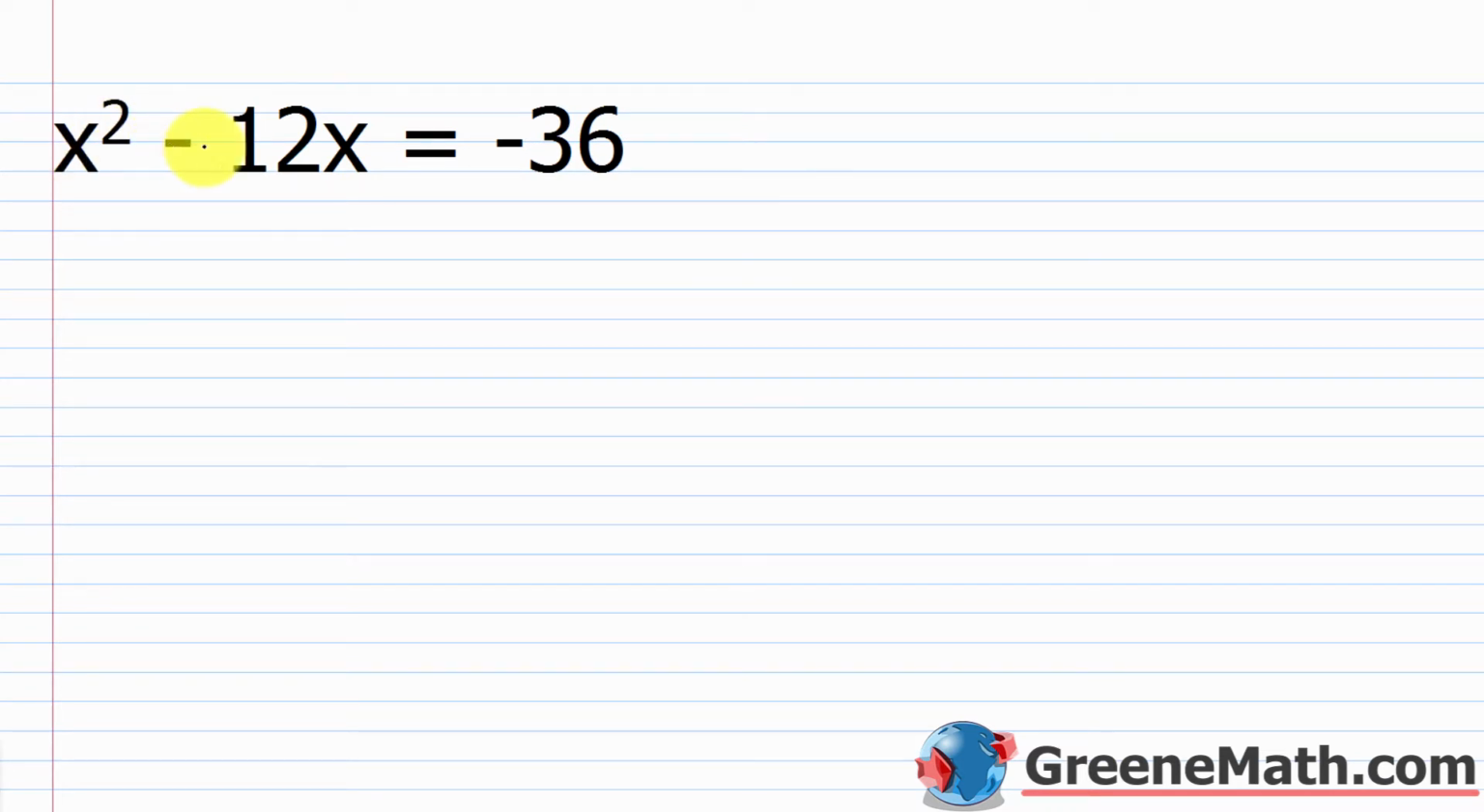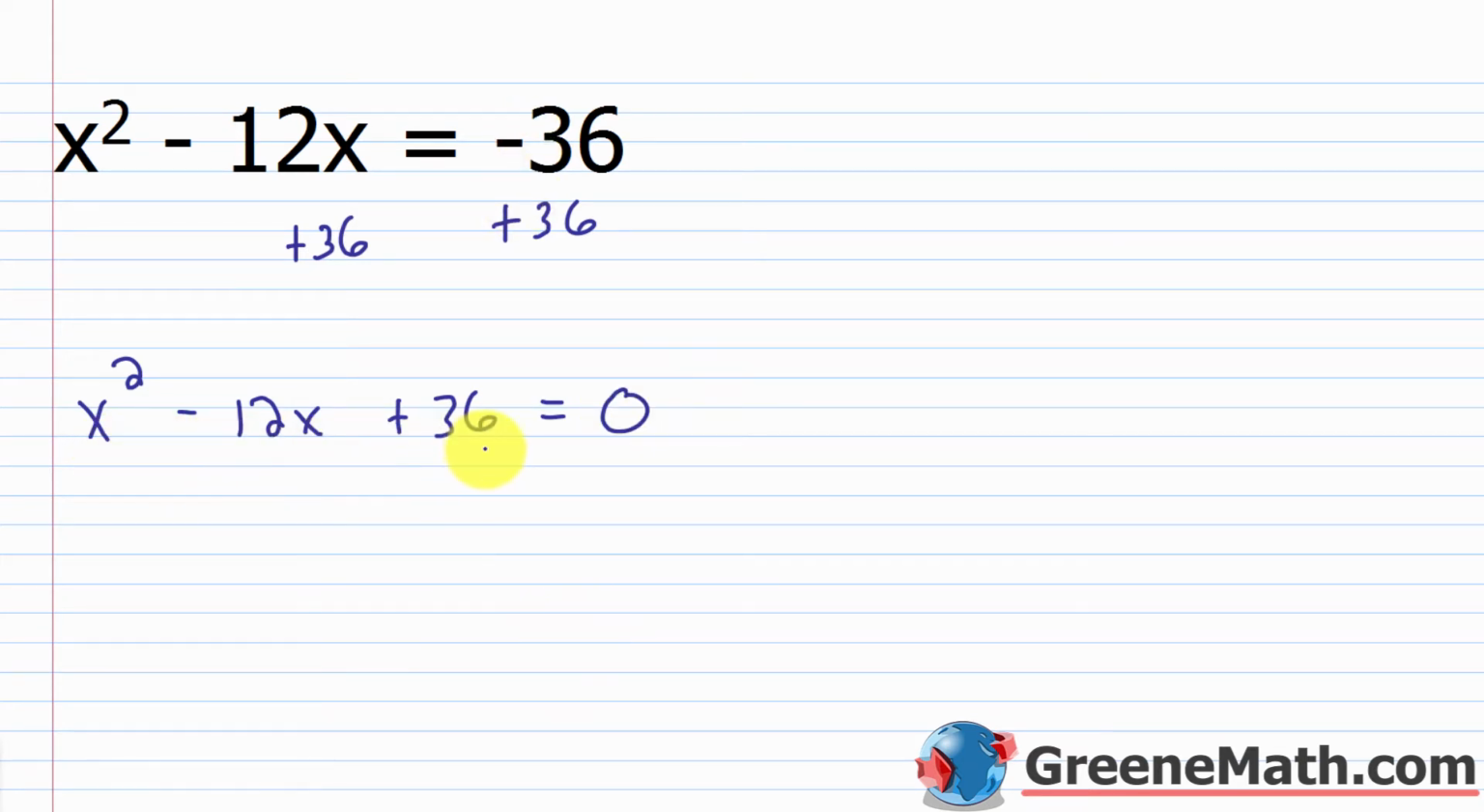So we have x squared minus 12x equals negative 36. The very first thing I want to do is put this in standard form. So all I need to do is add 36 to both sides of the equation. So I would have x squared minus 12x plus 36 is equal to negative 36 plus 36, which is 0.